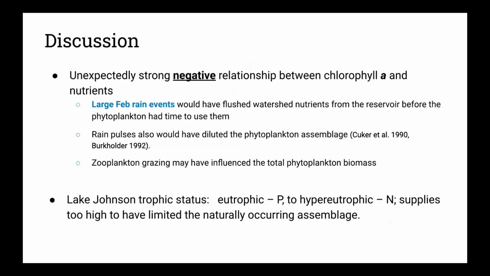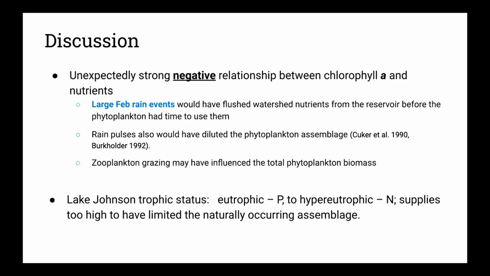We also saw an unexpectedly strong negative relationship between chlorophyll A and total nitrogen and total phosphorus. And this could be because of that large rainfall event in early February, which could have flushed nutrients from the reservoir before the phytoplankton could get to them to use them. And the rain also could have just simply diluted the phytoplankton assemblage.